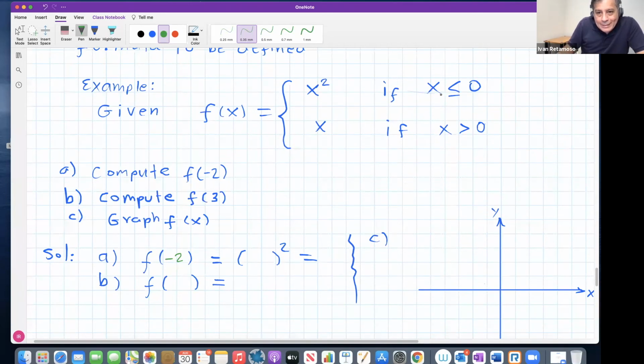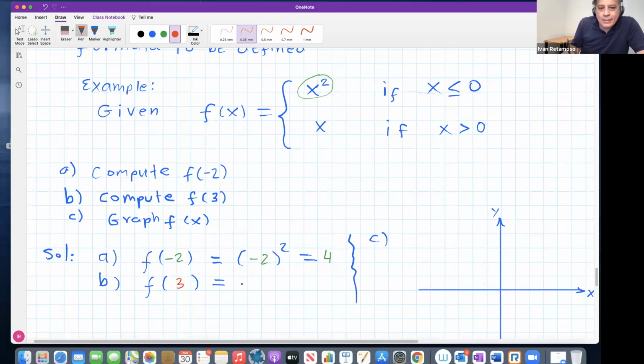since -2 is less than 0, what we get when we substitute -2 into this function, right? Why am I using this formula, Professor? Well, because -2 is less than 0, right? Yes. -2 squared is -2 times -2, which is +4. 4.